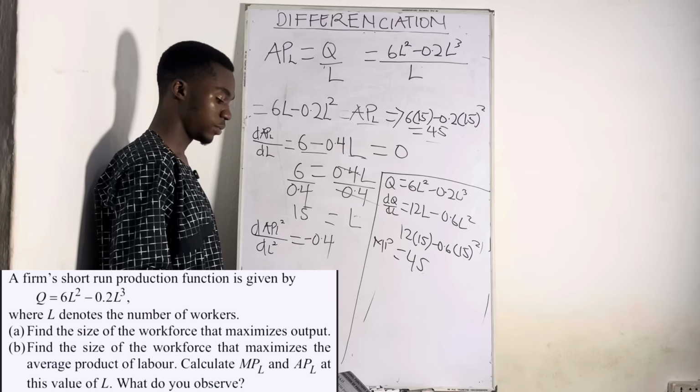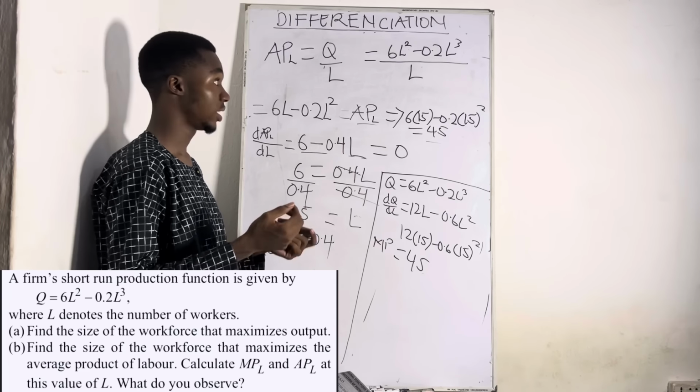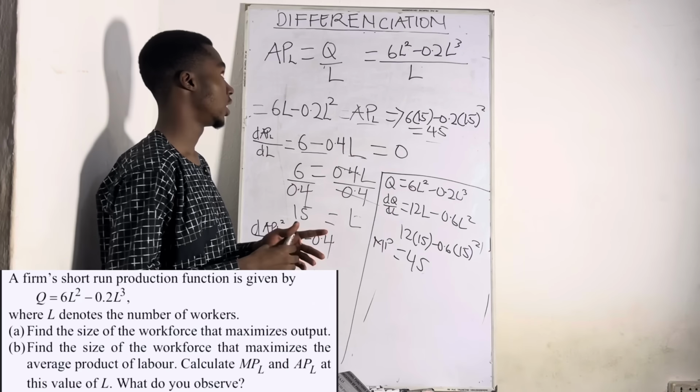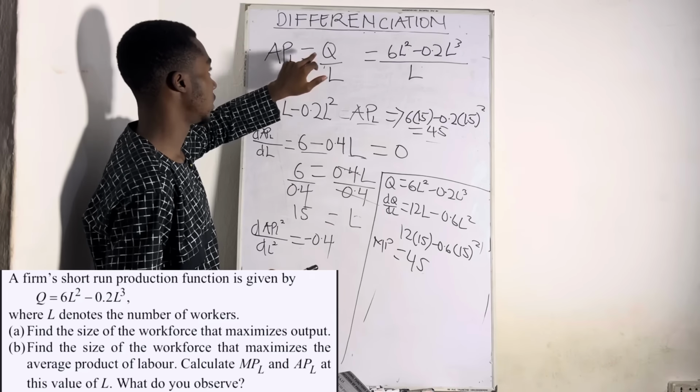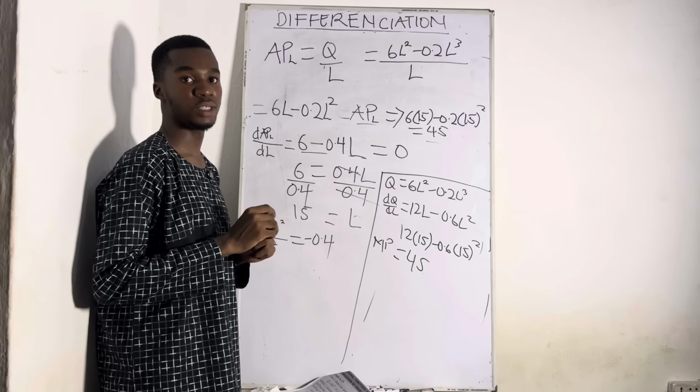Then you do the same for the average product and the marginal product. If you want to find the marginal product, you just take the total product function and differentiate it, and you get the marginal product function. Then you know that the average product is equal to Q over L, or the quantity over labor. So please try and keep these formulas in your head.